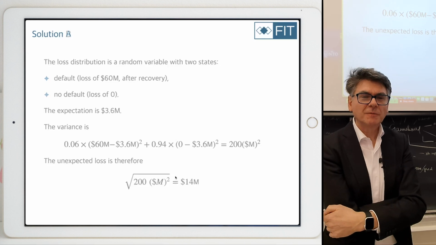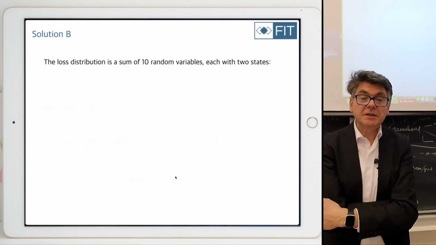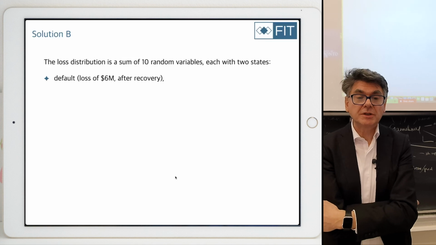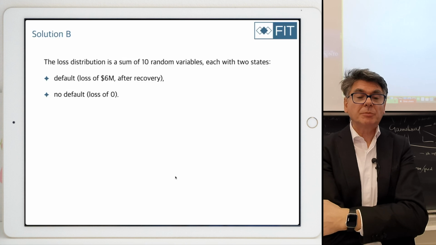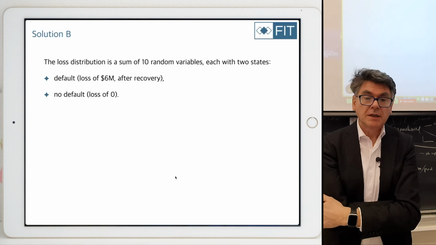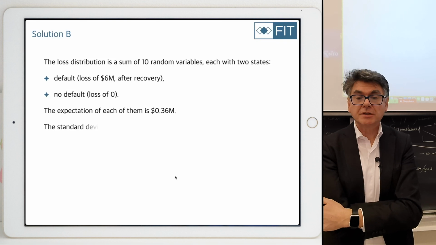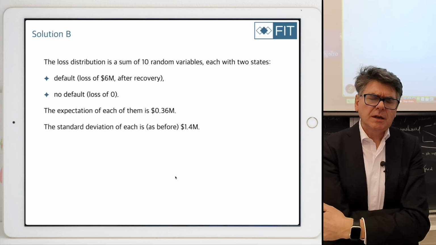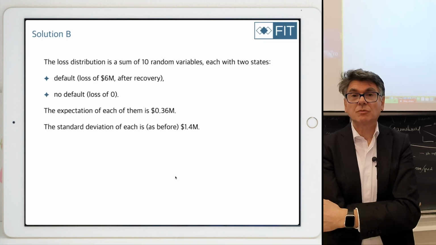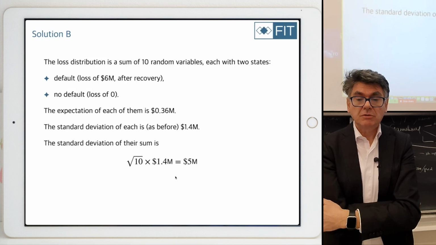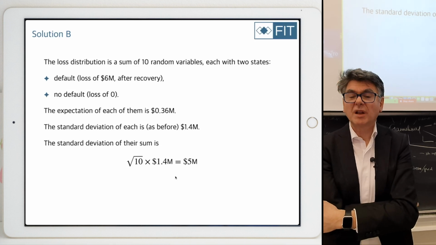All right, that's easy. So B is when they are independent. And that's easy because it's a sum of 10 random variables, each with the same states. Each of the random variables can have a default or no default: $6 million in one case of loss, the other one loss of 0. The expectation is 360K. The standard deviation is 1.4 million. So the standard deviation of the whole thing is the square root of 10 times 1.4 million, which is about 5 million.